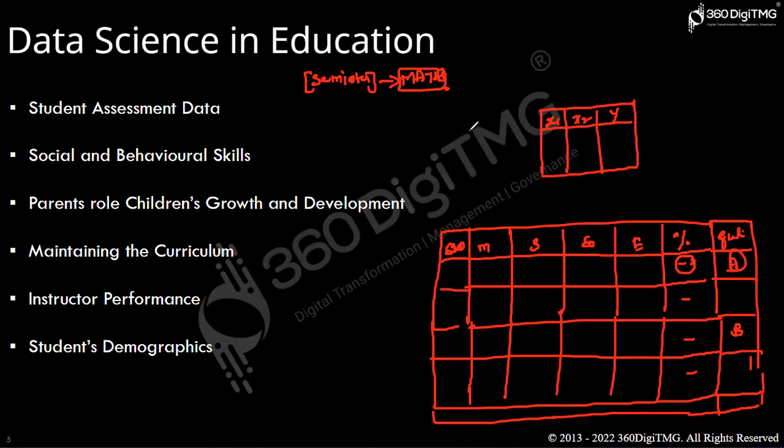So this is something related to student assessment data. We can take the aggregate, and from that aggregate we can create different gradings. We can create a model based on that and get the analysis. So this is one example.